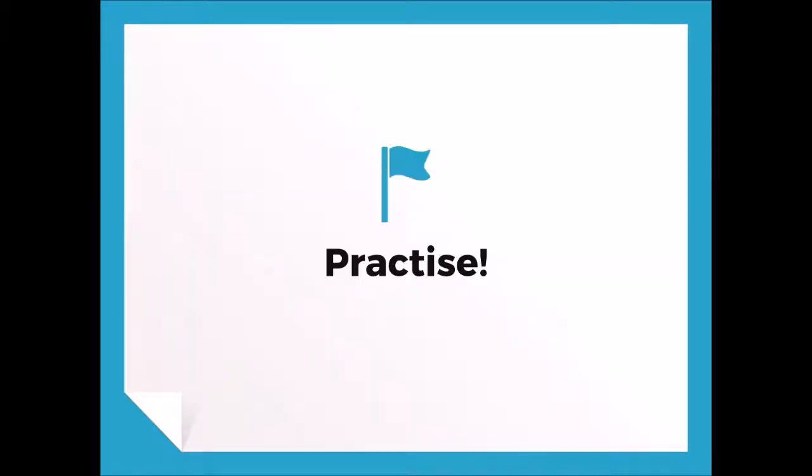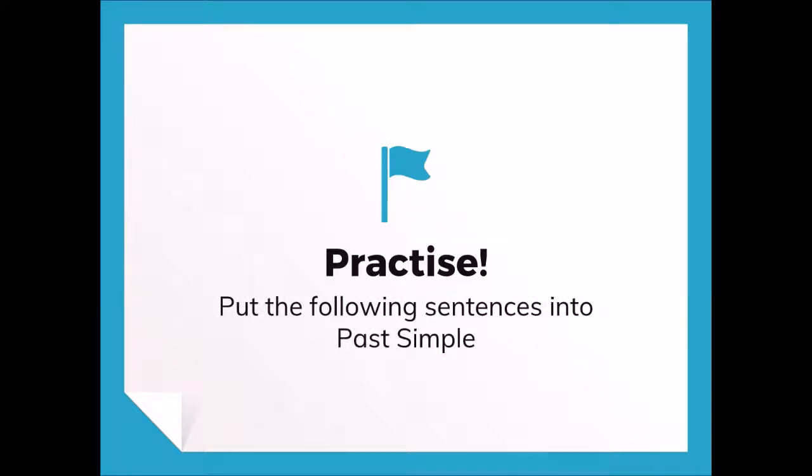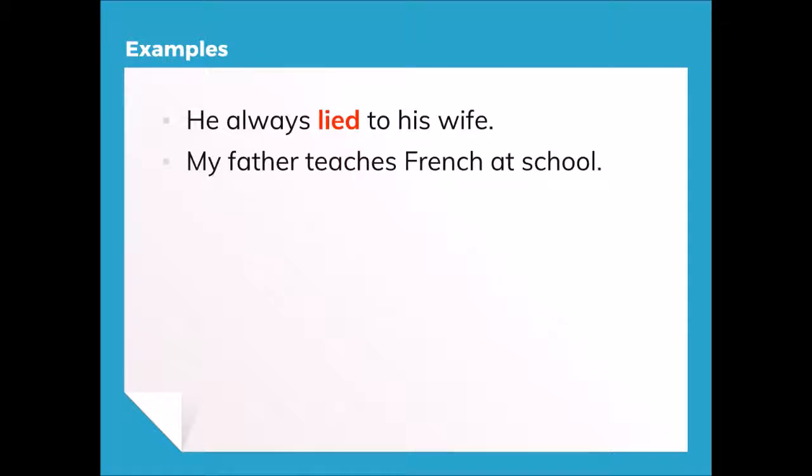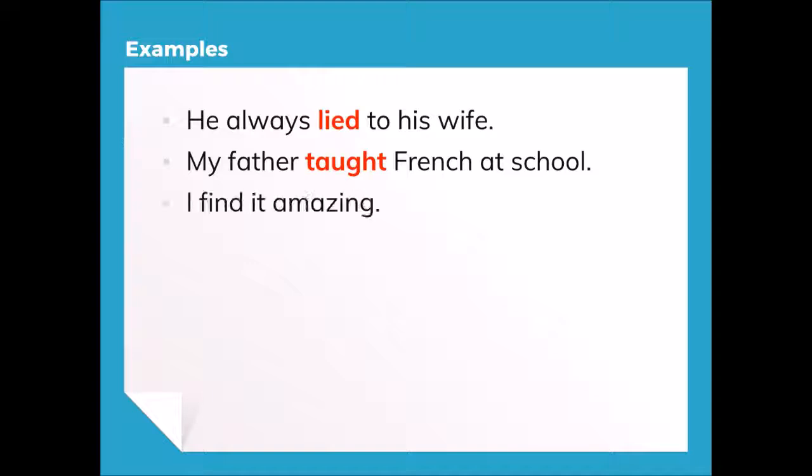So I hope now it is not so confusing, and let's practice a little bit. I will be giving you some sentences and you need to put them into past simple. So we will be practicing the second form because it is mostly the most confusing, yes? He always lies to his wife. How will we say it in past? He always lied to his wife because it's a regular verb. My father teaches French at school. Yes, my father taught French at school. Very good. I find it amazing. I found it amazing. Very good.